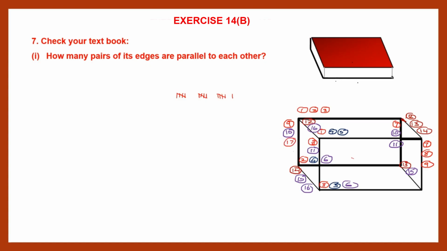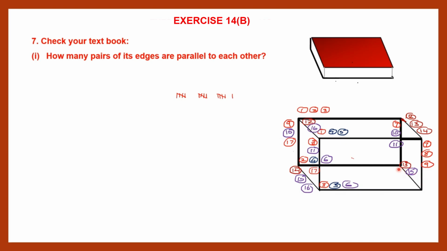This and this line are parallel to each other. These two lines are parallel to each other. So that is 17. Now, if you look carefully at every edge, you will see 3, isn't it? 3 lines that they are parallel to. So here you have 3, here you have 3, here 3, here 3.